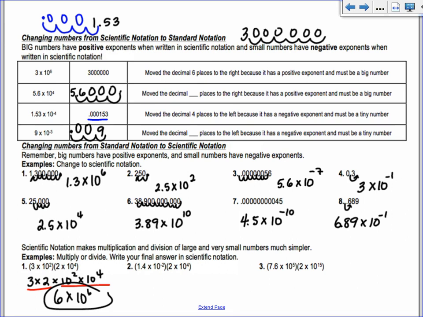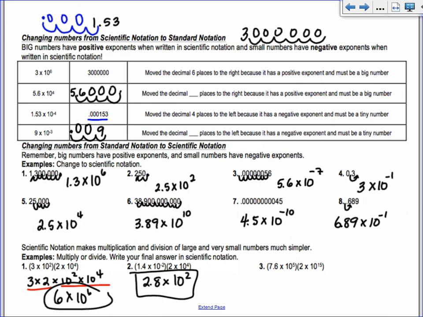Okay, so the second one's just like that. You can move things around if you need to, but you don't have to. Like, you can see the 1.4 and the 2 will combine. You'll get 2.8. And then you have 10 to the negative 2 times 10 to the 4. So that's going to be 10 to the 2. You add your powers.